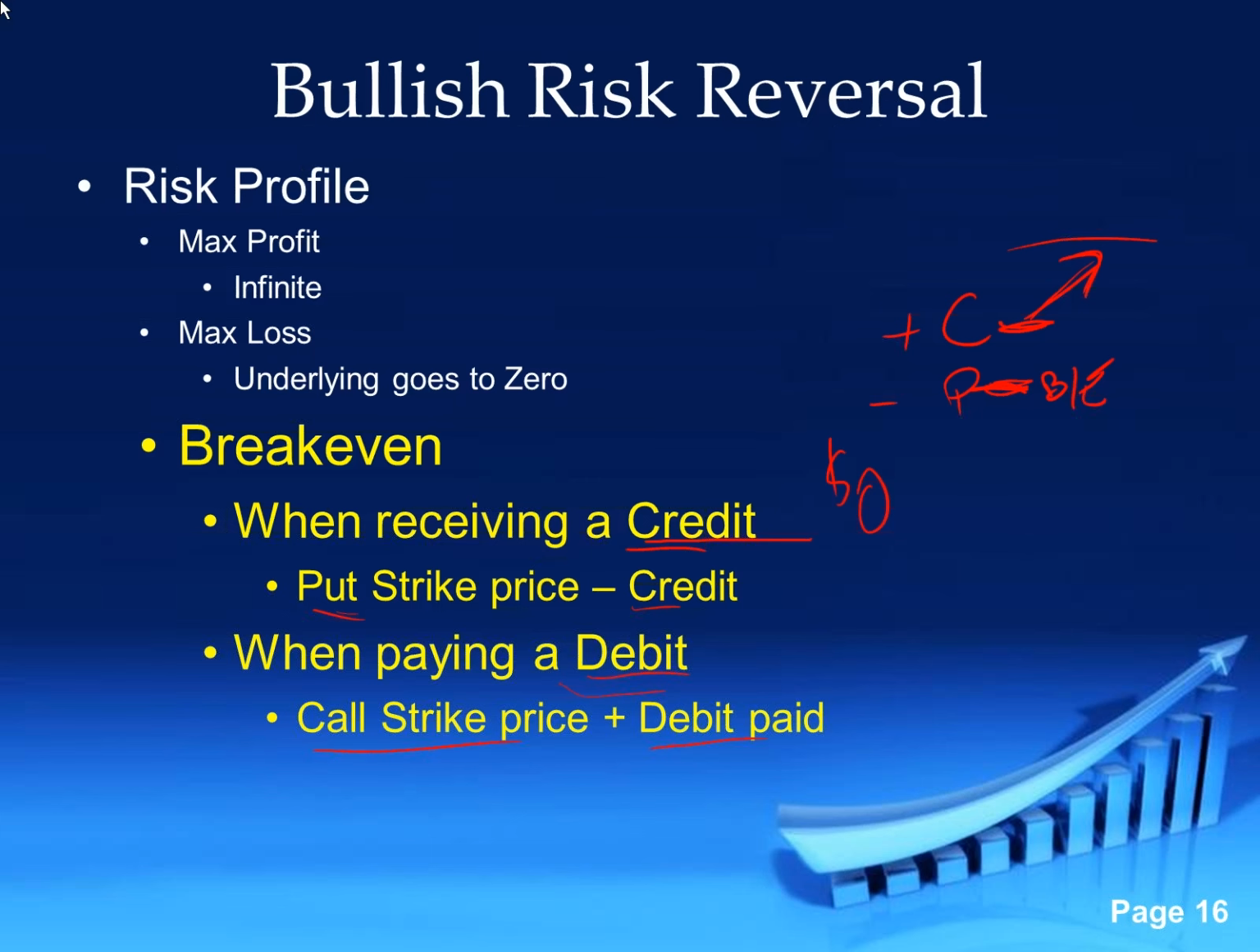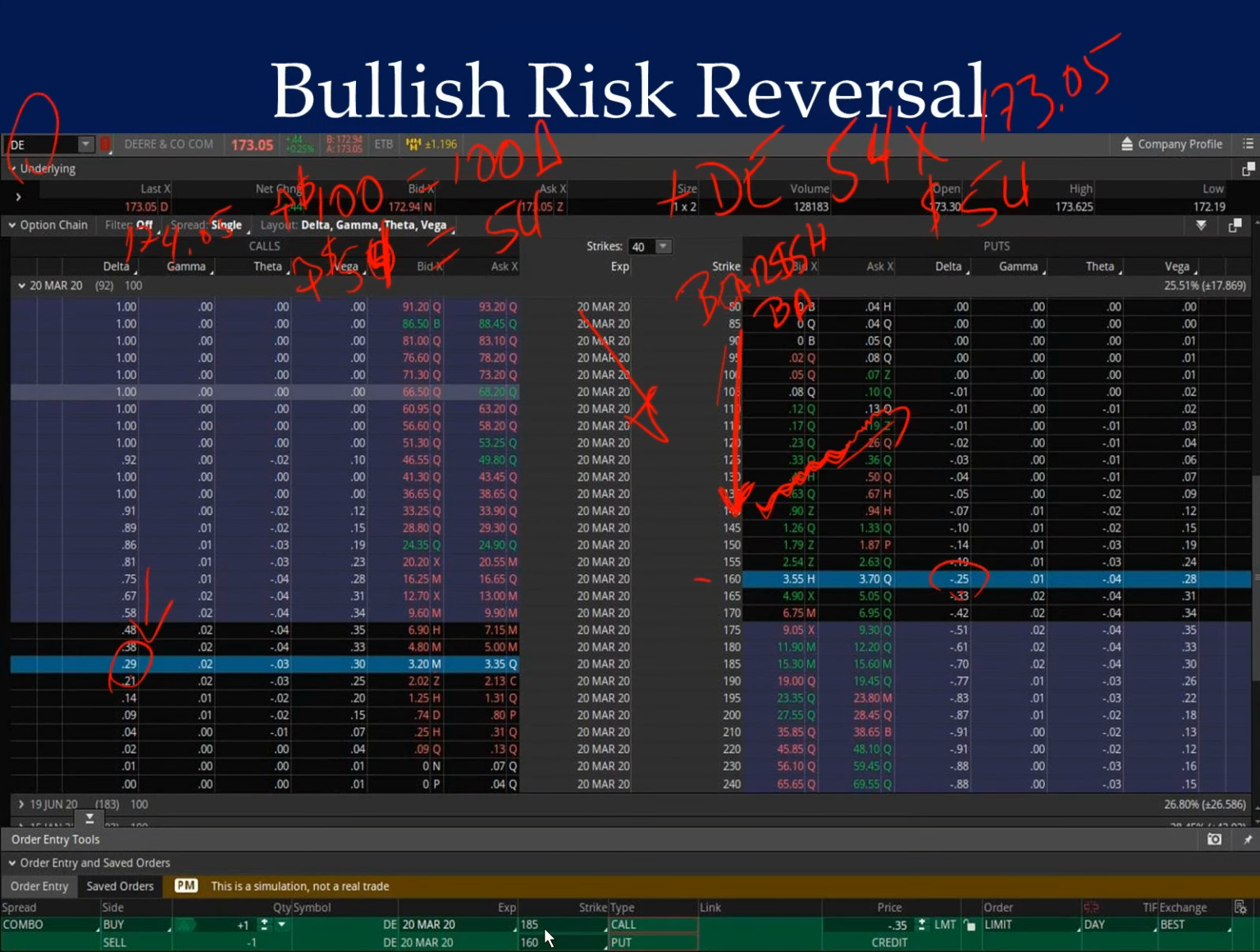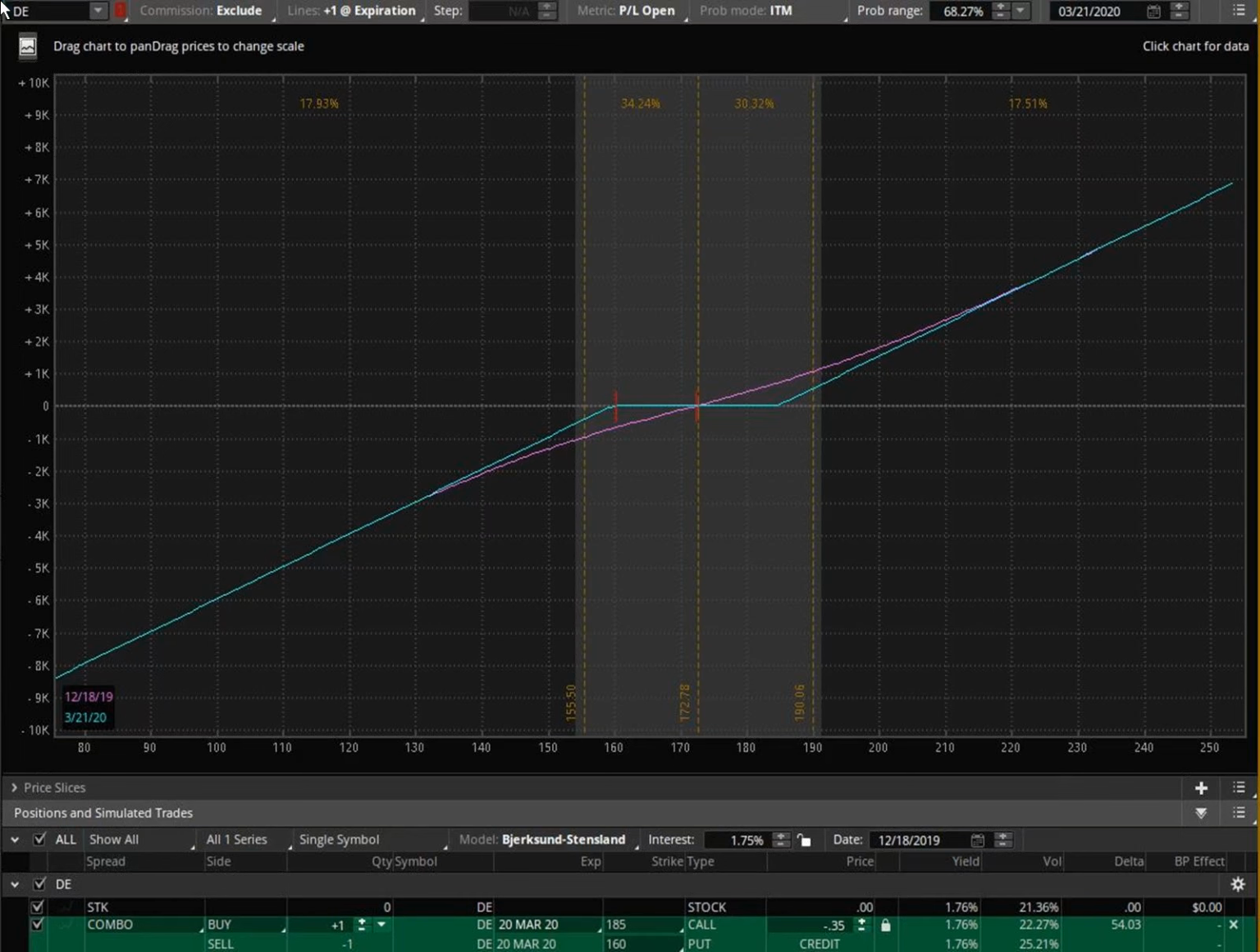So back to that DE position that I kind of had thrown up in this example here. If we look at this, the 185 calls and the 160 puts, well, I got a 35-cent credit, right? So that means it's 35 cents minus those puts. So when I pull up the Analyze tab, I've got that 35-cent credit down here. So my break even is down here at the 165 minus the 35. So at 159.65, my break even is 165.